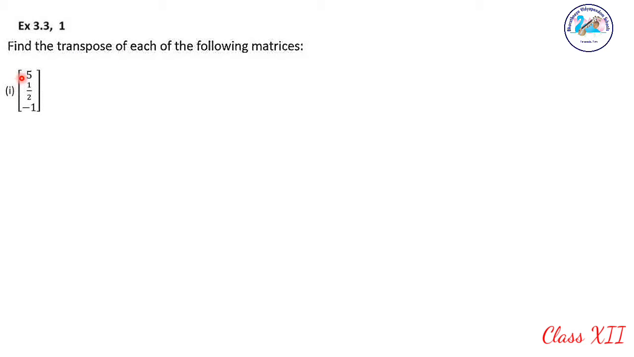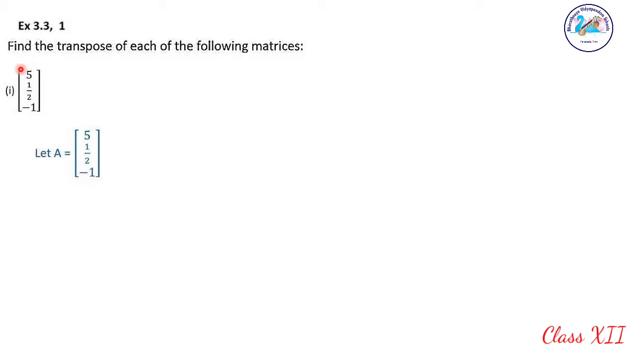Move on to the exercise questions. Exercise 3.1. First question, find the transpose of each of the following matrices. Transpose, it is quite clear for us. You have to interchange the rows and columns. First one, it is a column matrix 5, 1 by 2, minus 1. Let's take this matrix as A.